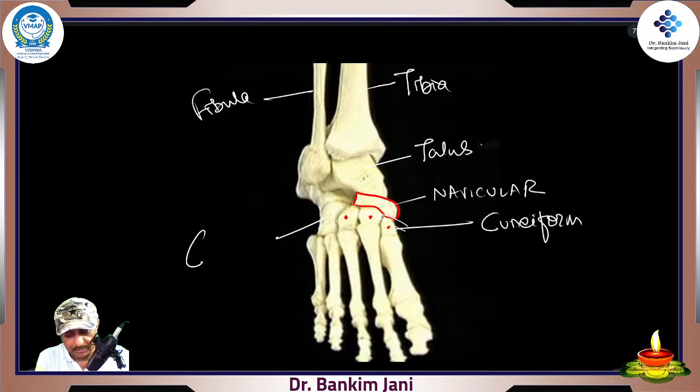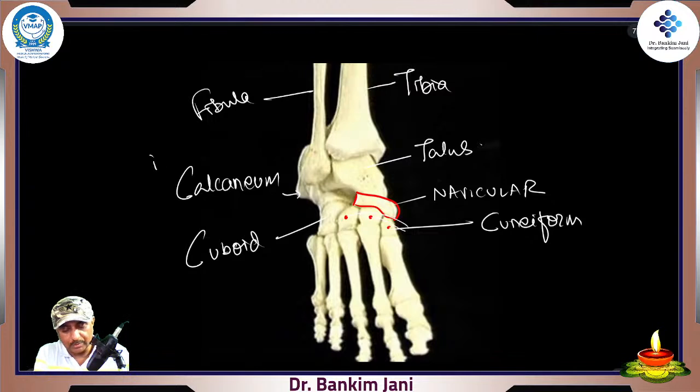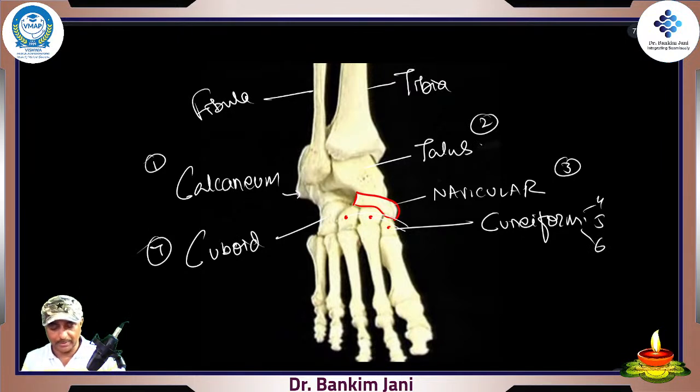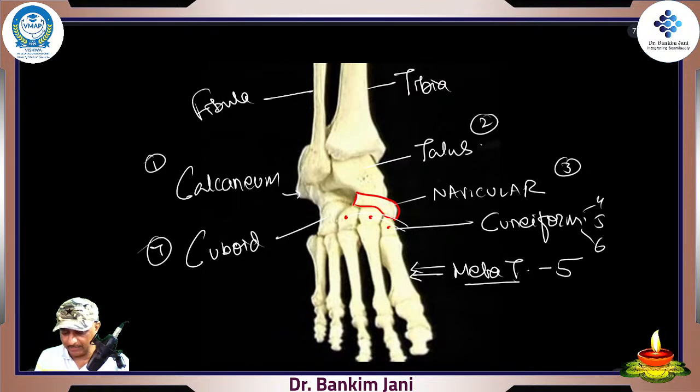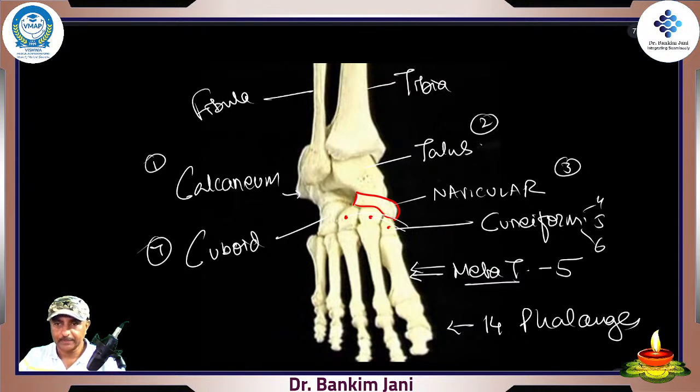Here is one, that is the cuboid, correct? That is the cuboid. So on and just deep, what we are watching is calcaneum, right? So calcaneum 1, talus 2, navicular 3, 4, 5, 6, that is cuneiform, and last one, seventh, cuboid. Done. These are all metatarsals, right? In 5 and 14 phalanges, right? Because big toe will be having only 2 phalanges, right?